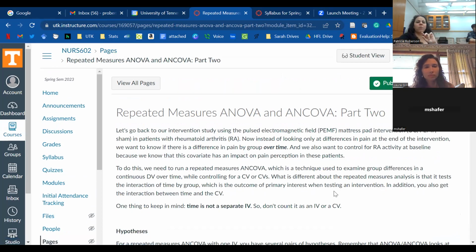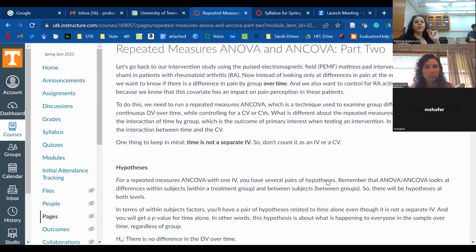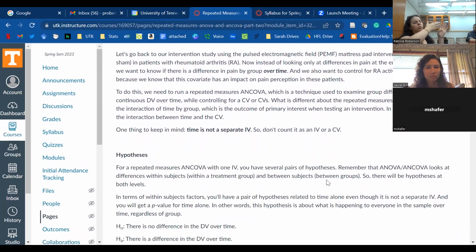The second thing I really wanted to point out is the repeated measures ANOVA. Repeated measures is when you measure the same thing repeatedly across time, usually pre-post test with repeated measures ANOVA.